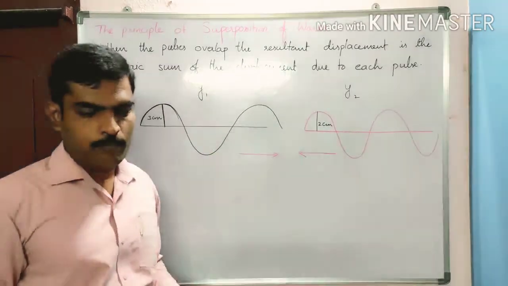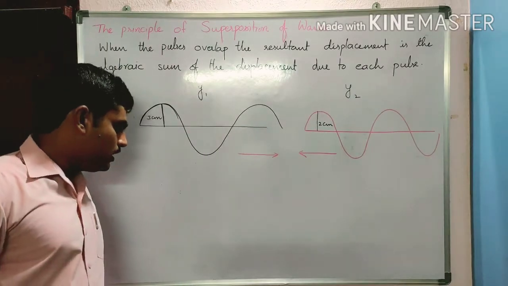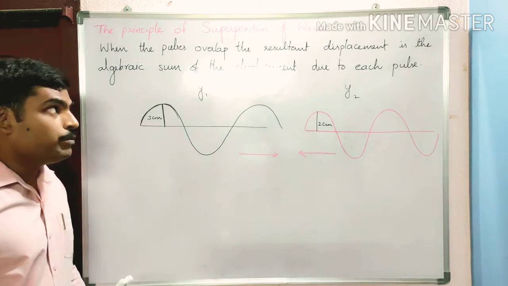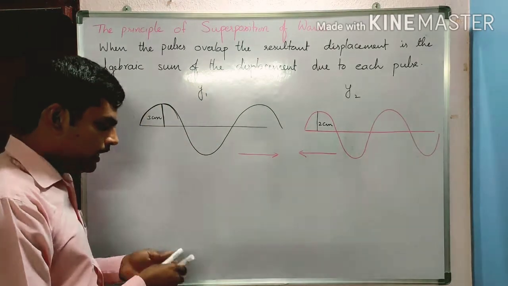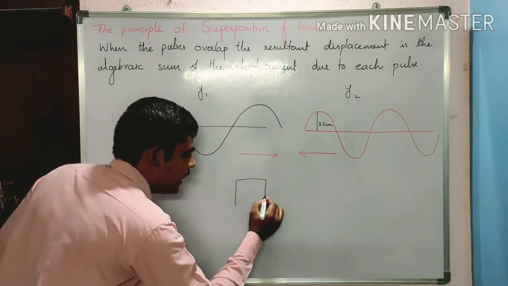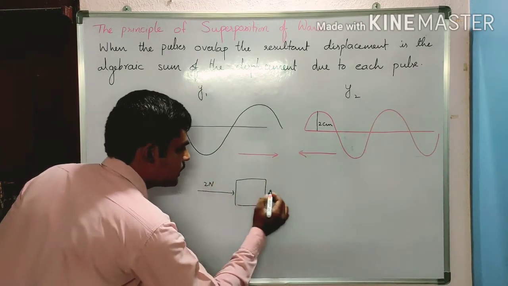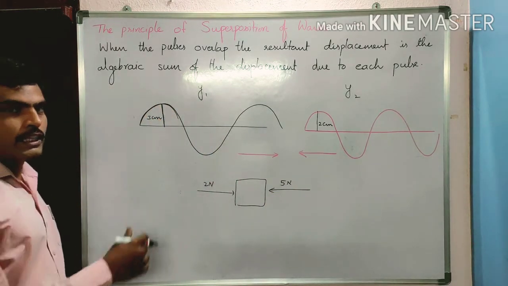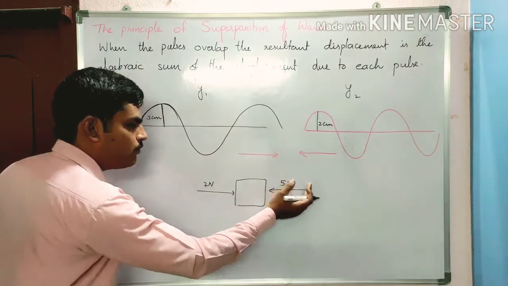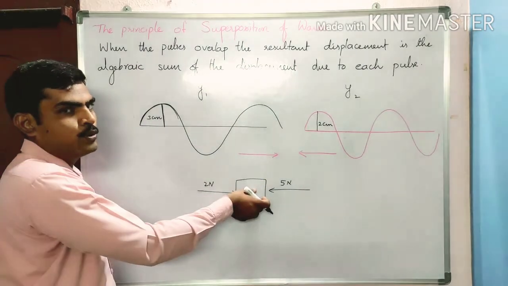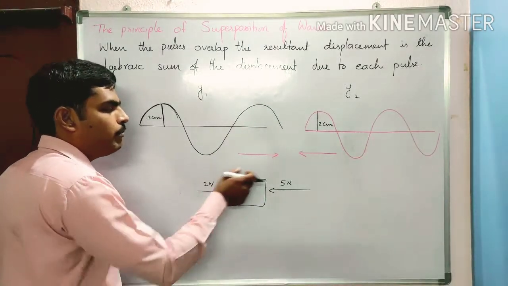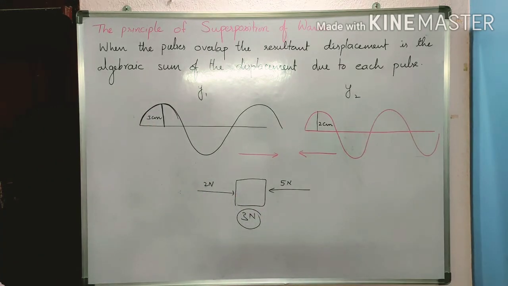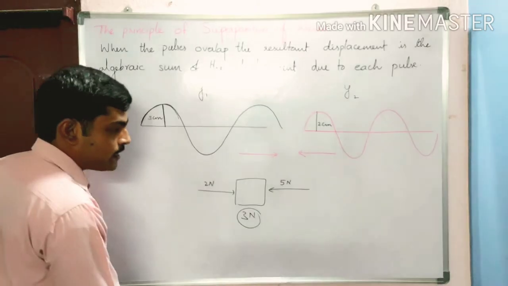What is algebraic sum? When we discuss forces, we come across this word algebraic sum. Algebraic is sign dependent. For example, I have taken an object and applied a force of 2 newtons in this direction and 5 newtons in this direction. What is the net force acting on the object? You will say 5 newtons in one direction. So let us take this as positive, and the other direction as negative. 5 minus 2, this is 3 newtons, the net force acting on the object. This is what algebraic sum is. Algebraic sum is sign dependent.